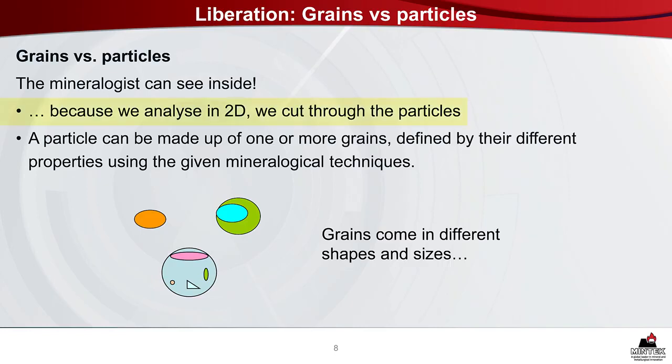Now the mineralogist will normally cut through a polished section through your sample and can have a look and see inside the samples. Here's an example where you have a grain and a particle as the same thing. It's completely liberated. This example is a particle consisting of two grains. This is a particle consisting of multiple grains. And of course you can bear in mind that particles can come in different sizes and shapes, and the grains can come in different sizes and shapes.